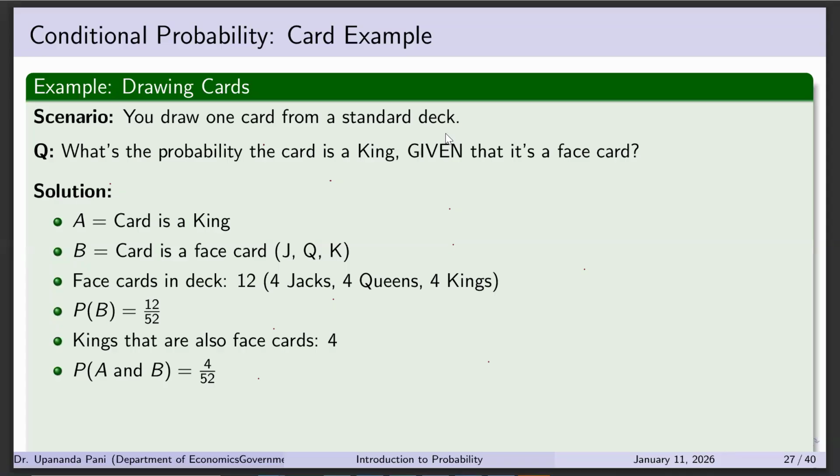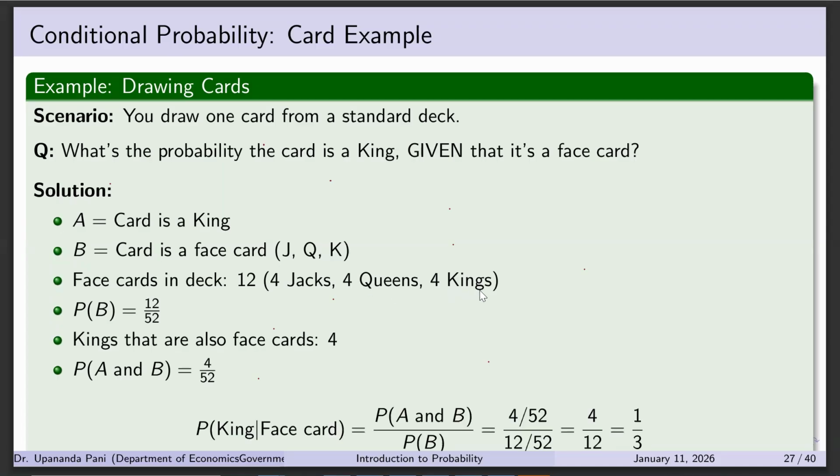Sangeeta, is there any problem? No, sir. Okay. Some of you may not know what a face card is, jack, king. Just make yourself comfortable.